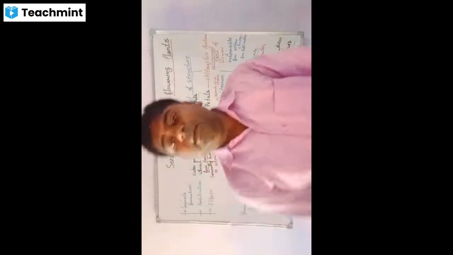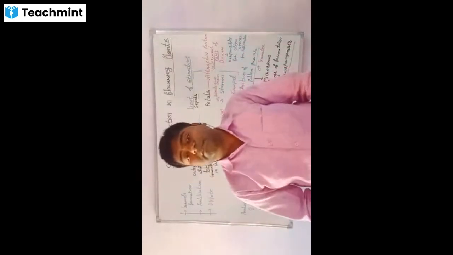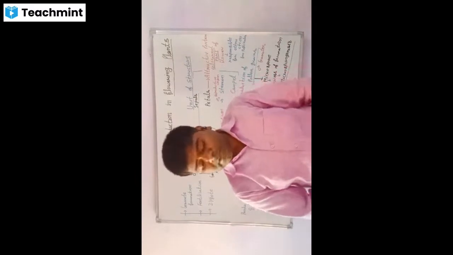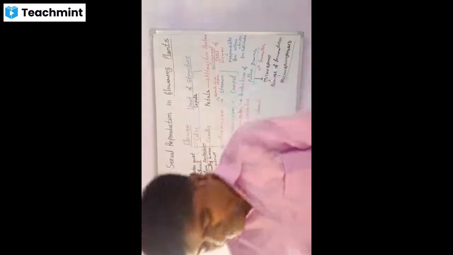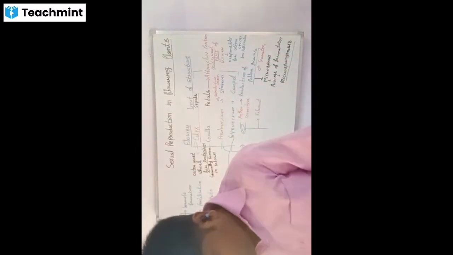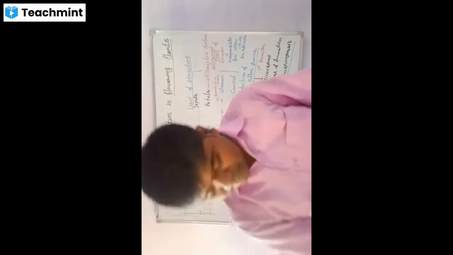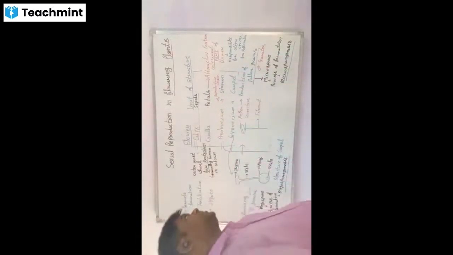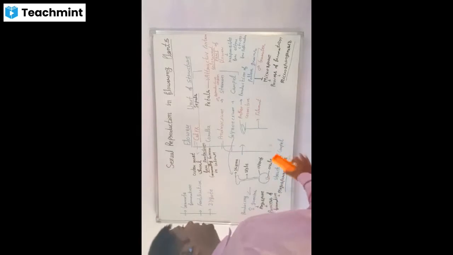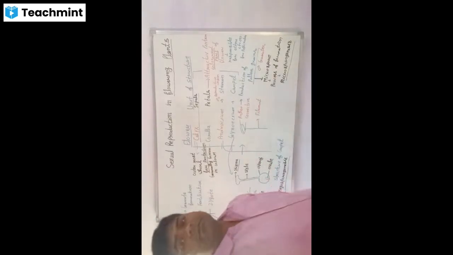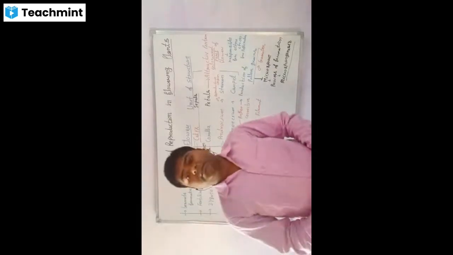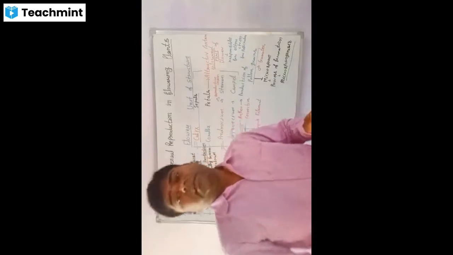Microsporogenesis and megasporogenesis. These are the two important processes we are going to discuss in detail. This is the opening of this. Let's structure it all together. I hope you have understood this. Try to write sequence-wise.